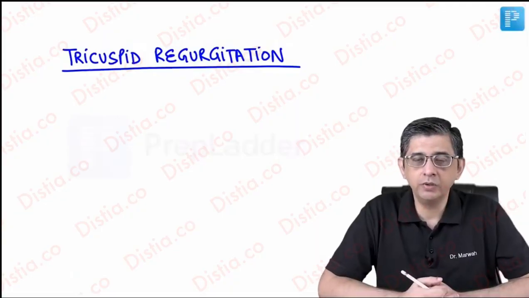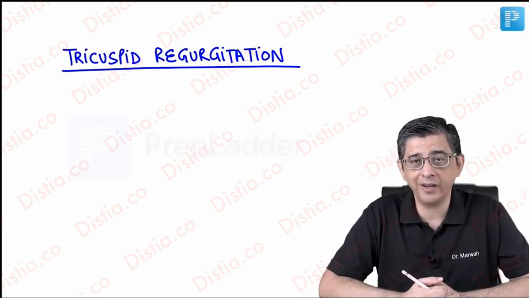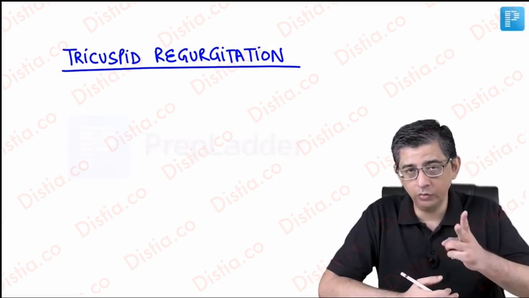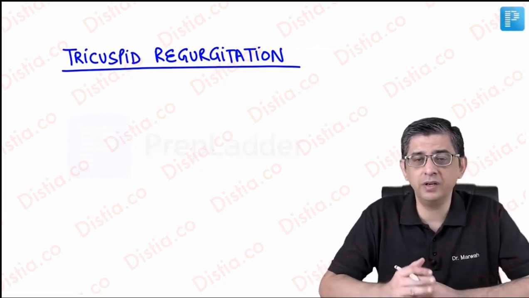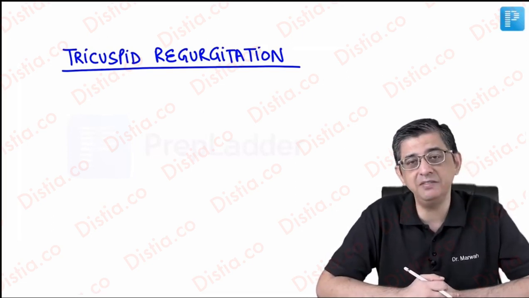Hello guys, continuing with the series on lesions of the right side of the heart, I'm going to next discuss tricuspid regurgitation. And there are two very characteristic features that are always written in MCQs of TR. One is going to be the presence of a JVP finding, that is the CV wave.